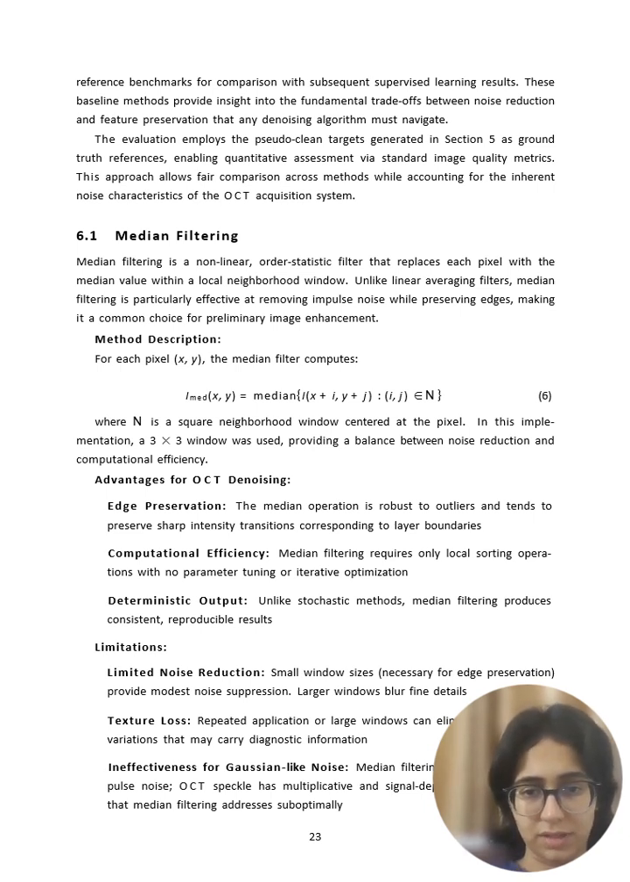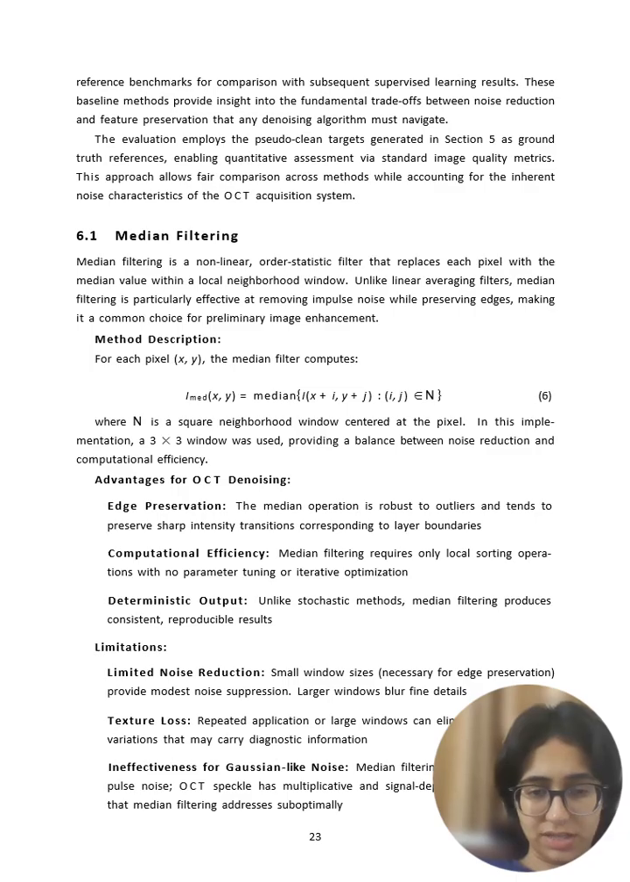Unlike linear filters, it is particularly effective at removing impulse noise while it preserves the edges. So for preliminary image enhancement, it is often used. N is a square neighborhood window, centered at the particular pixel that we are focusing upon. In this, a 3 cross 3 window is used, which provides a balance between noise reduction and computational efficiency. The neighbors are used to calculate the value of that particular pixel using the median.